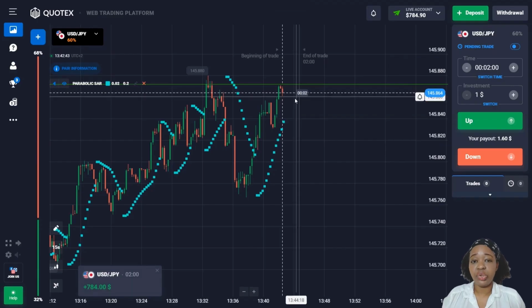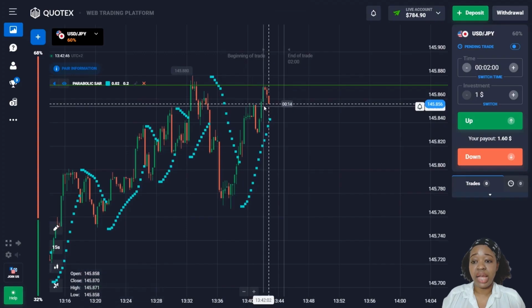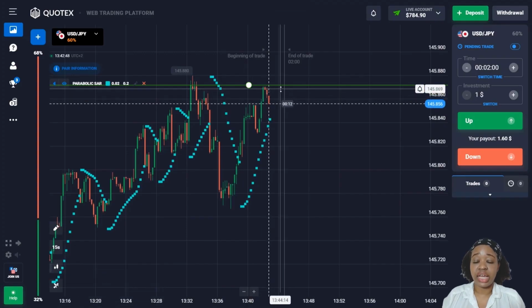This is really awesome. You can see the price really continued to move up and I managed to get very good profit here. Let me continue.